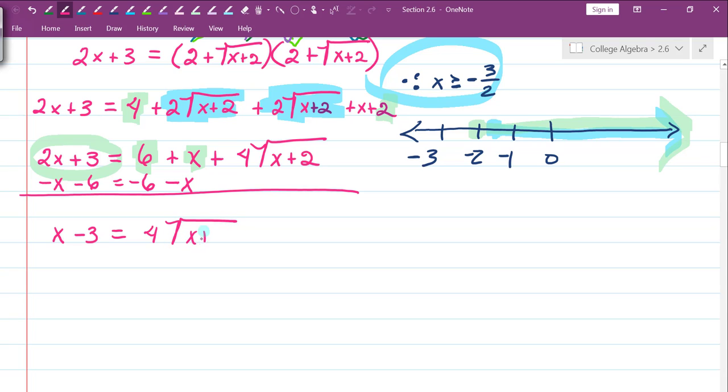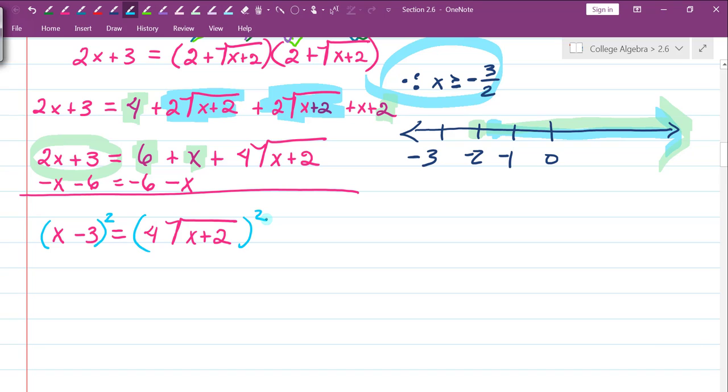Now I still have a radical, don't I? I need to get rid of that. How do I get rid of the radicals? I square. So again, I'm going to square both sides. So I'm going to square this side and I'm going to square this side. Because remember in algebra, what you do to one side, you must do to the other side.